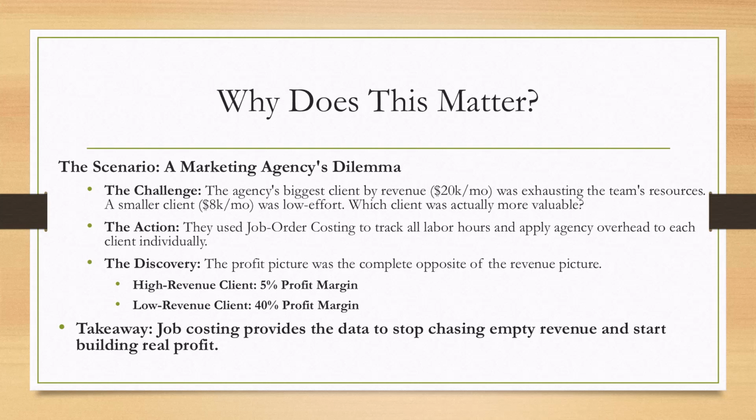To answer that question, the agency took action. They used job order costing to track all the labor hours and apply a share of their overhead costs to each client individually. The discovery was startling. The profit picture was the complete opposite of the revenue picture. The high-revenue client had a razor-thin 5% profit margin, while the low-revenue client was delivering a healthy 40% profit margin.